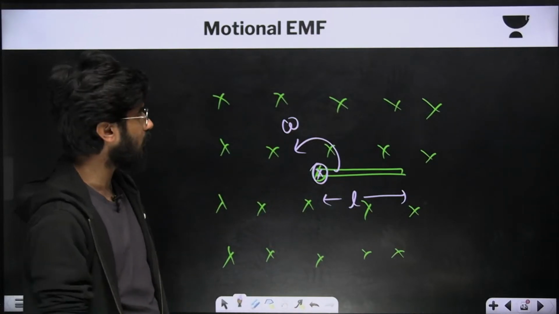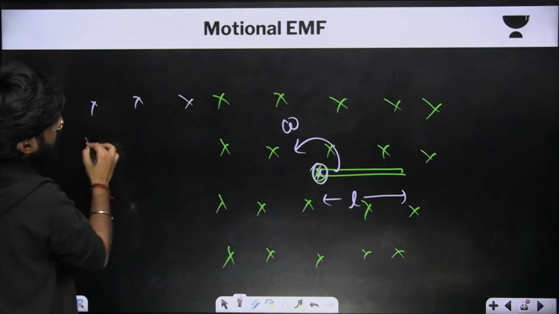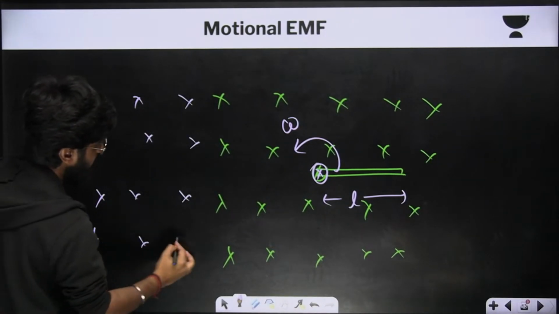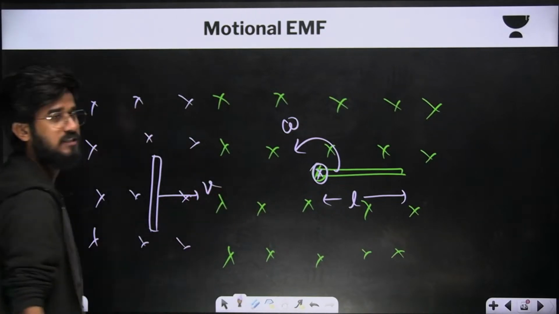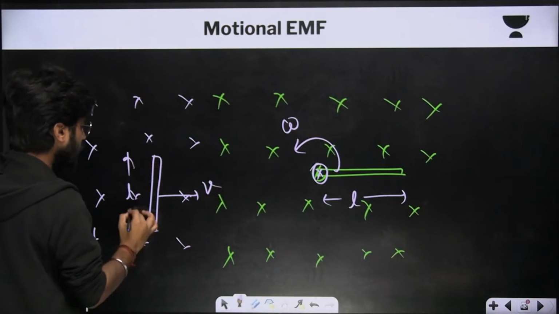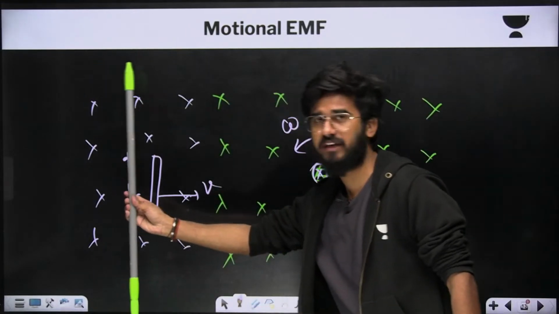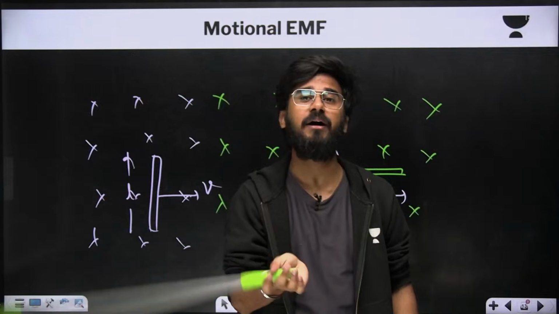Now the problem is there are two kinds of motional EMFs. Suppose that the rod is moving with velocity v, same length L. So there are two cases. One, the rod is simply moving in the magnetic field. Secondly, it is rotating in the magnetic field.